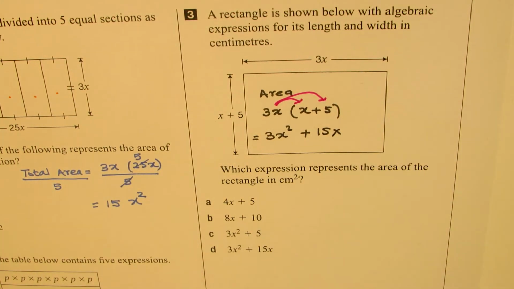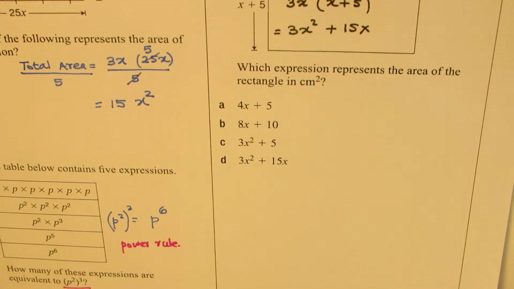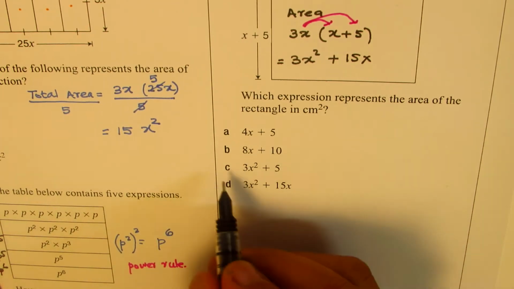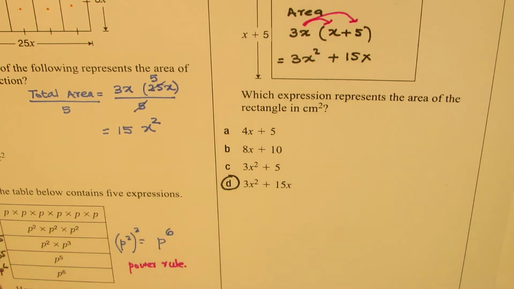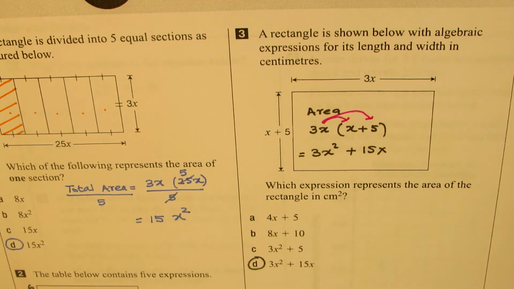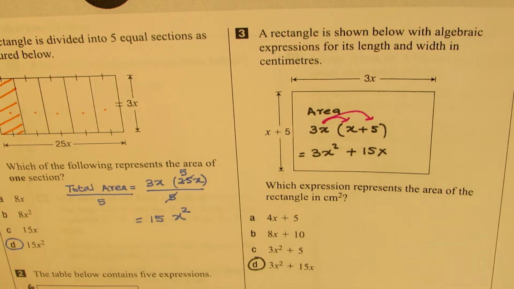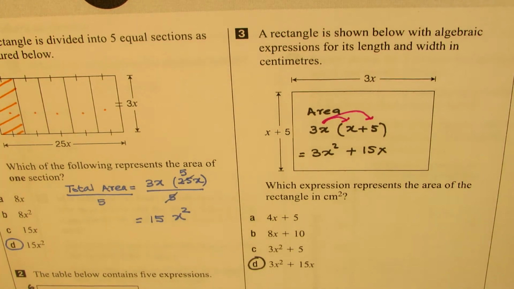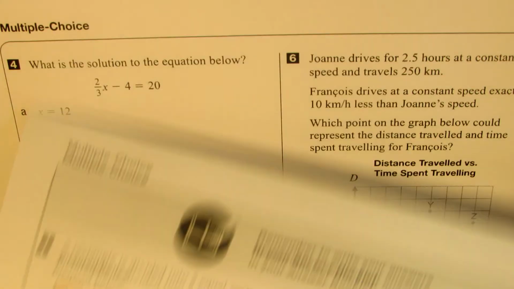So the equivalent expression is 3x squared plus 15x, which is the D option, right? So the last option here is the correct option. Is that clear to you? So I hope now polynomial multiplication is absolutely clear. Let's move on and take question number 4.